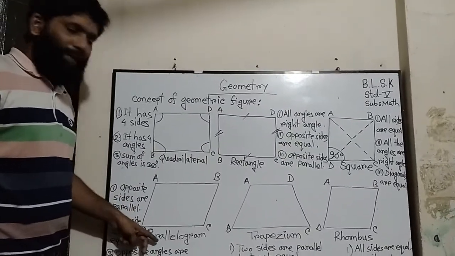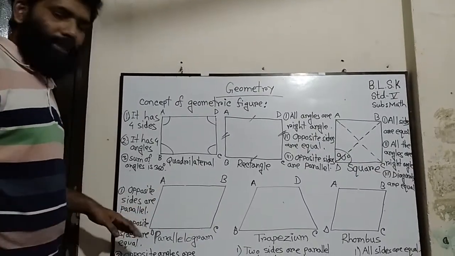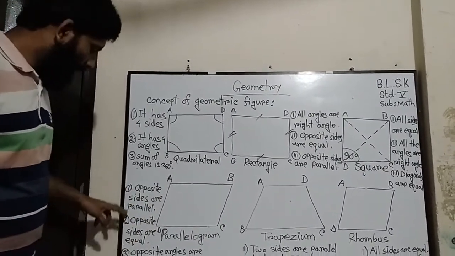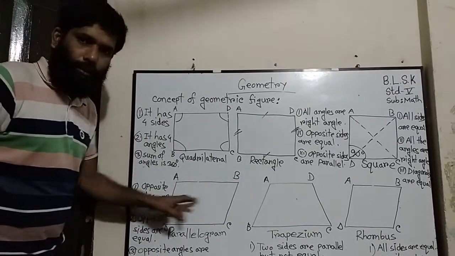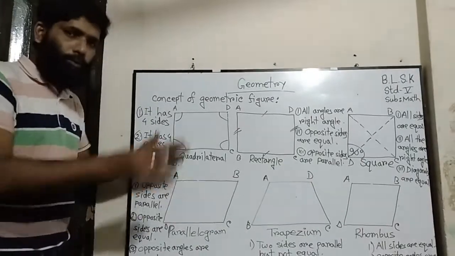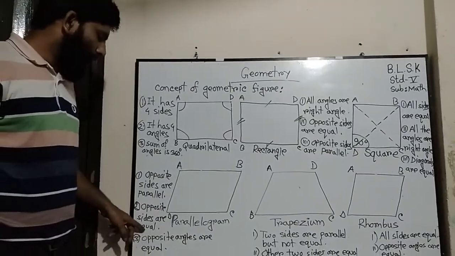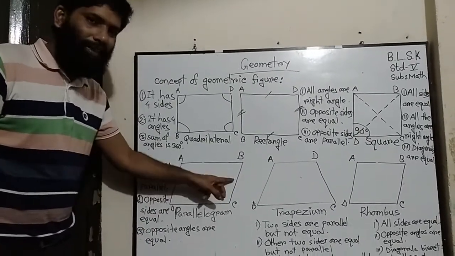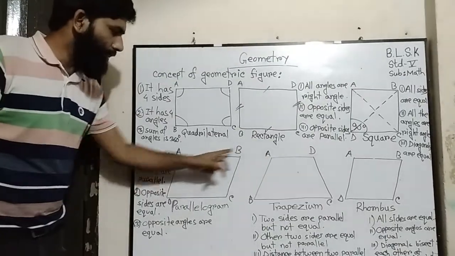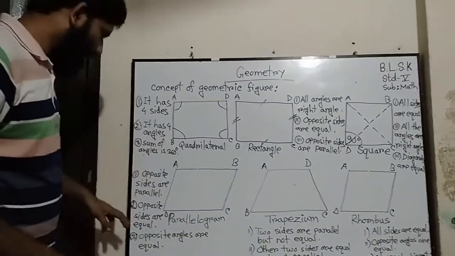Number 4, parallelogram. What are the characteristics of a parallelogram? Just write down this one. Number 1, opposite sides are parallel. They go the same way. Number 2, opposite sides are equal. This one and this one are equal in length, and this one and this one. That means AB and CD. These two are equal in length.